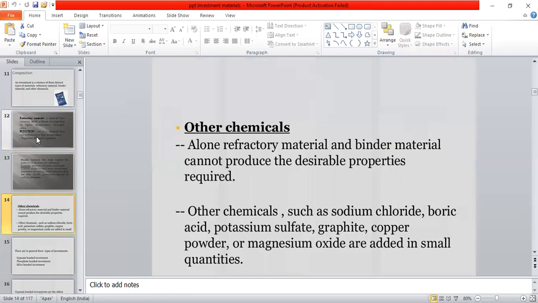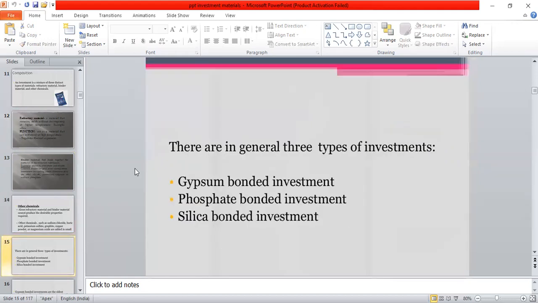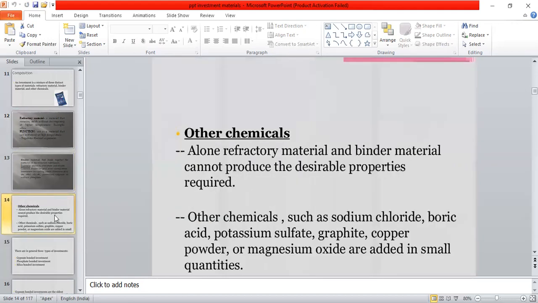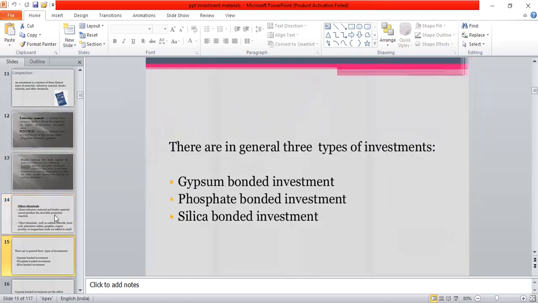Next comes the other chemicals. Along with the refractory material and binder materials, there are other chemicals which can be used in the investment material. These chemicals are sodium chloride, potassium sulfate, graphite, copper powder, magnesium oxide, which can be used in small quantities. So we are going to discuss the three types of the investment material.